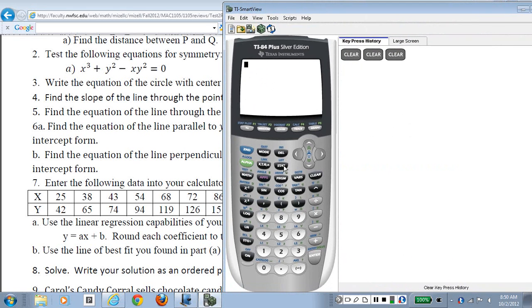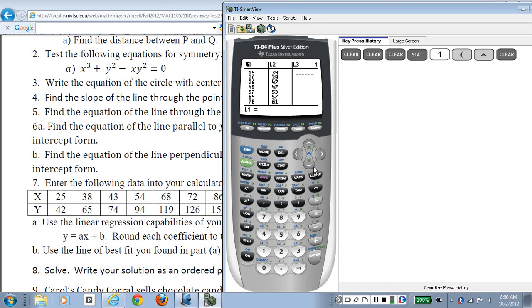Okay, stat button, number 1 on the list, edit. And then I've got numbers there, probably not the numbers I want. So press the up arrow, go to the L1, and do not press delete. Press clear, and then down. And then press the right arrow and then up, and do not press delete. Press clear, and then down.